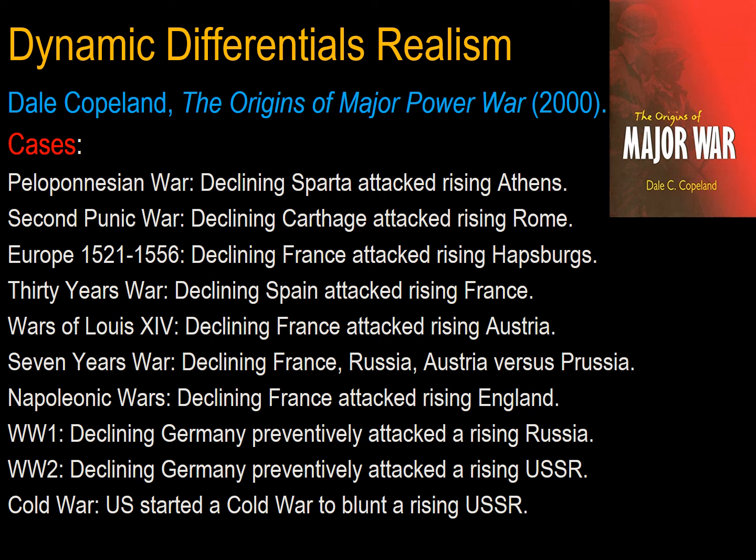In World War I, you had a declining Germany preventatively attacking a rising Russia. Russia was industrializing very quickly in the lead up to World War I. And if Germany didn't attack, Russia would have exceeded Germany's economy, as it ultimately did in the form of the Soviet Union. In World War II, again, the Germans attacked preventatively to stop a rising USSR. During the Cold War, the US started a Cold War to blunt a rising Soviet Union.